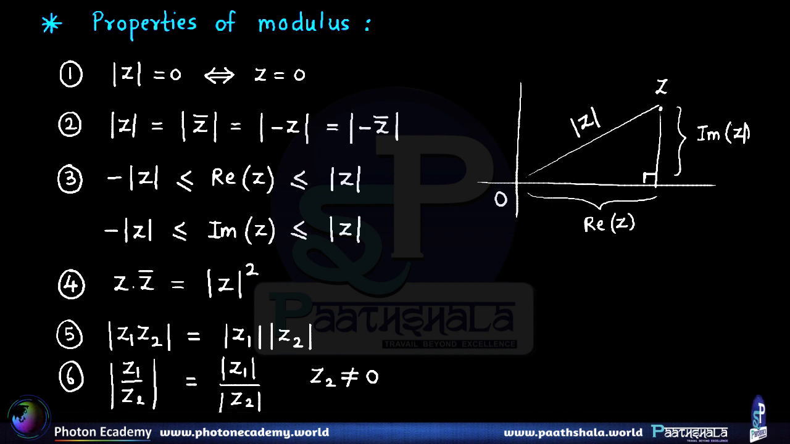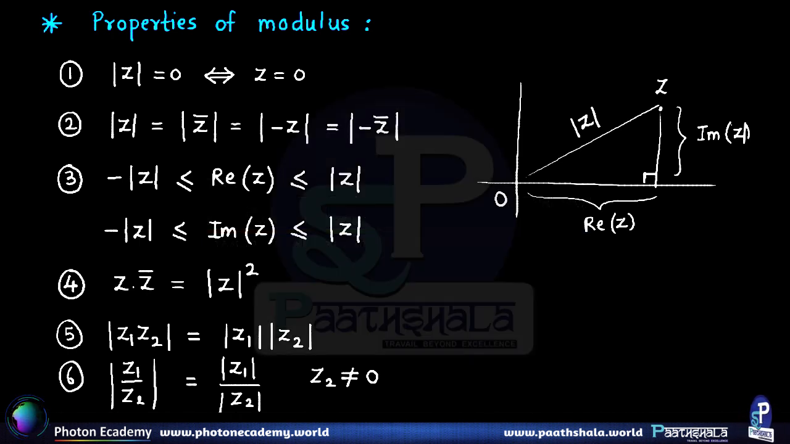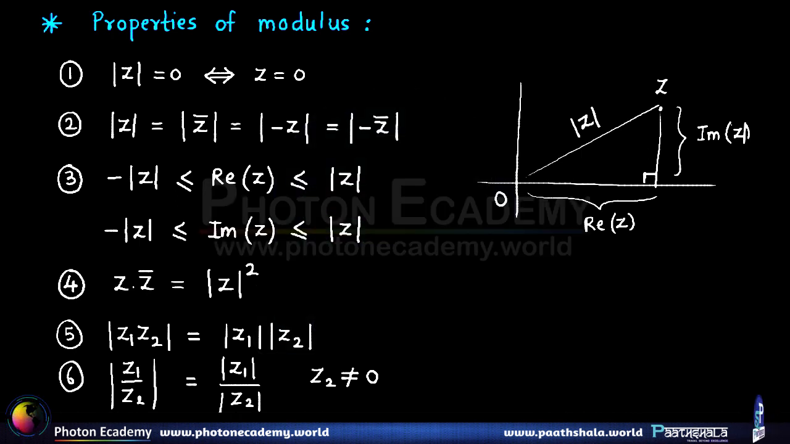Now the fourth one, which we have already seen in the conjugate also, is that the product of z and z bar is equal to mod z the whole square. The fifth and sixth properties are also on the same lines as we saw for the conjugate: the modulus of z1 into z2 is modulus of z1 into modulus of z2, and for division, mod of z1 upon z2 is equal to mod z1 upon mod z2, provided z2 is not equal to 0.